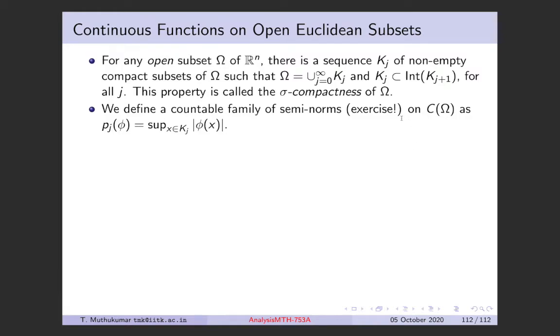So what you do is that you define semi-norms. If you can't define a norm, you can define a countable collection of semi-norms, corresponding to each compact set Kj. For any function phi, the semi-norm of phi is defined as the supremum of mod phi restricted to Kj, which is valid because Kj is a compact set and phi should be bounded there. This you can do for each j, which means that you have a countable collection of semi-norms.